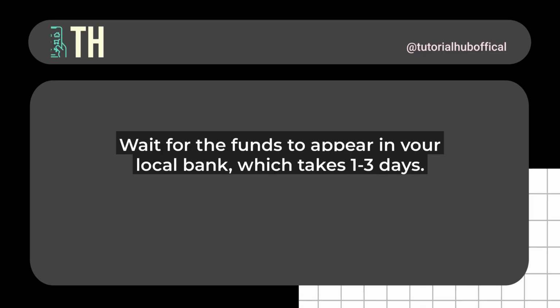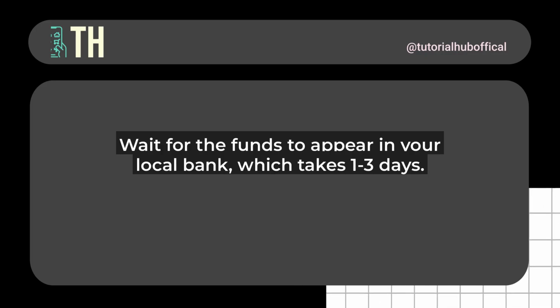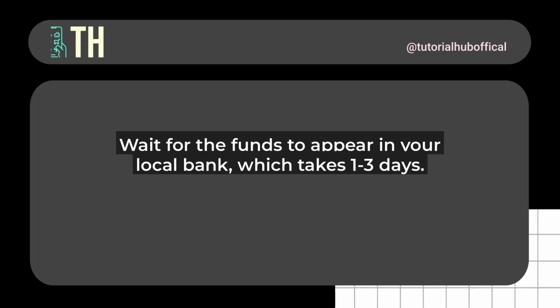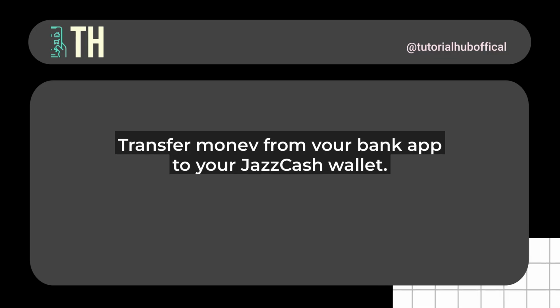Step 2. After the funds hit your local bank account, open your banking app and transfer the money to your Jazzcash wallet. In your bank's app, find the option for interbank transfers or mobile wallet funding. Select Jazzcash as the recipient. Enter your Jazzcash mobile number, and specify the amount. Double-check everything to avoid errors.